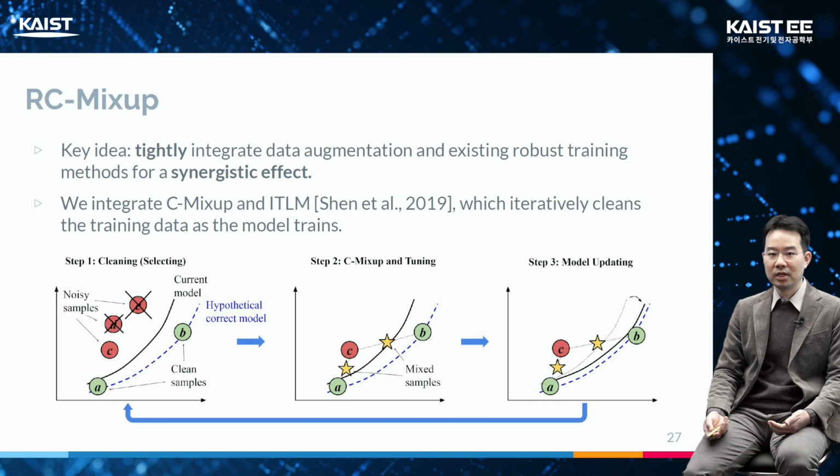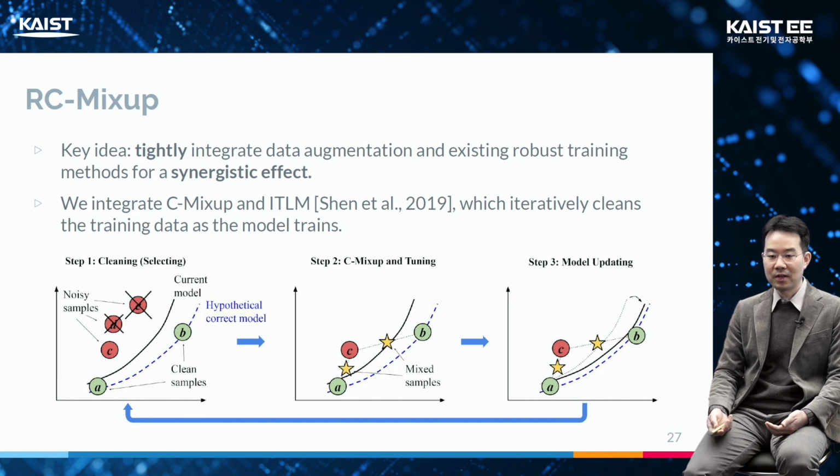In particular, we integrate C-Mixup with a technique called ITLM, proposed by Shen et al., which iteratively cleans the training data as the model trains. The overall algorithm is shown below. During step one, we have a cleaning phase where we choose points where the model's prediction is very different from the label, and we clean them. We remove the noisy samples as much as possible. Then, during step two, we use C-Mixup to augment the data, and also we tune C-Mixup as needed.